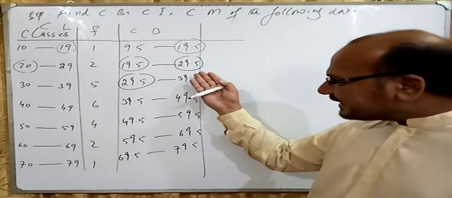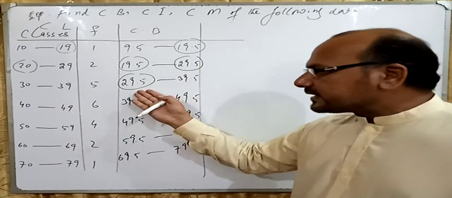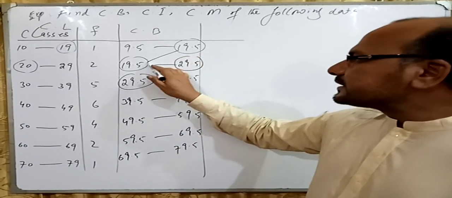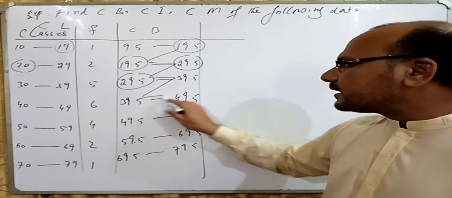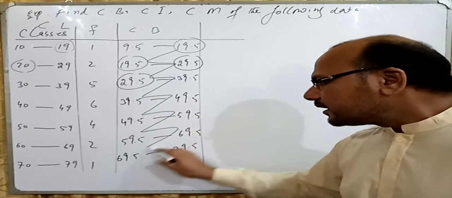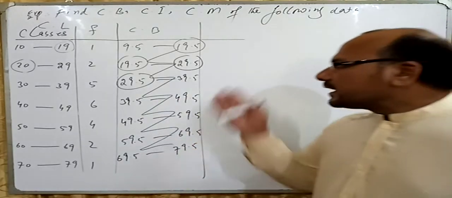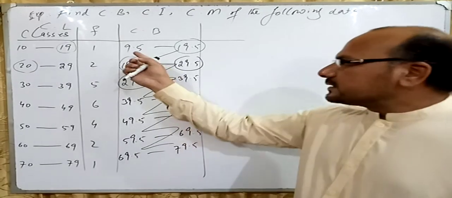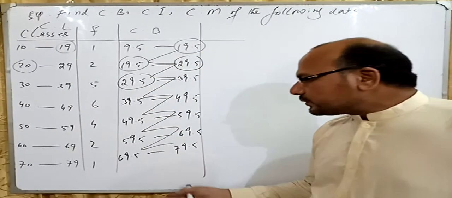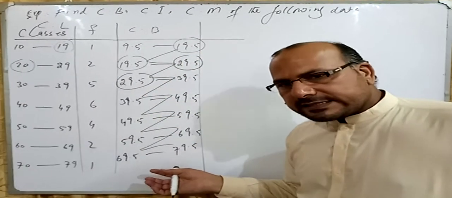So the ending point of this class is the starting of the next one. So there is a repetition, there is a zigzag relation. This is called what? A zigzag relation. So if you have a zigzag relation amongst the class, the starting and the ending points, so you can say the classes are in continuous form.